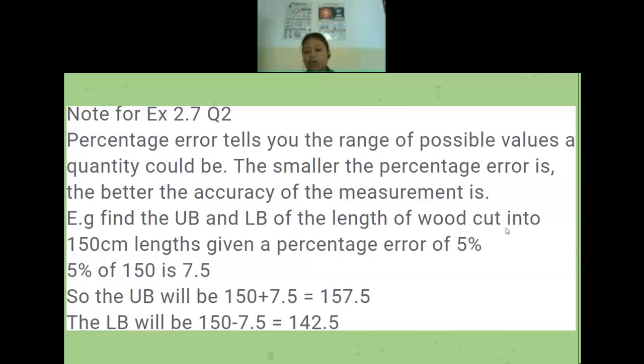Percentage error, how to find it? We have to find the difference between the number given and its lower bound or its upper bound. It will be the percentage of error. Is there anyone who has difficulties or is getting confused with this example question before I move to the workbook?